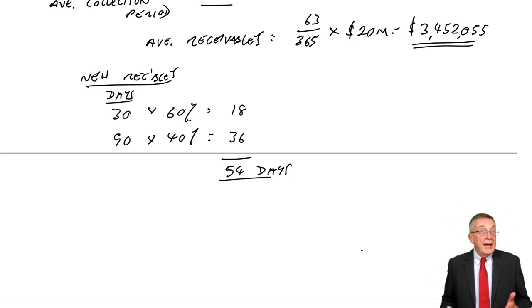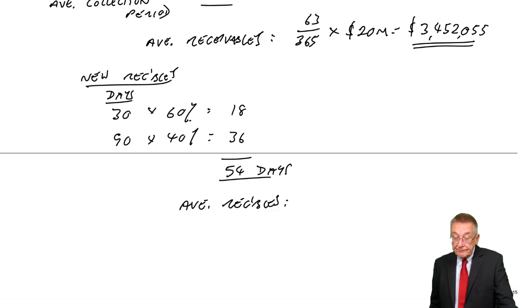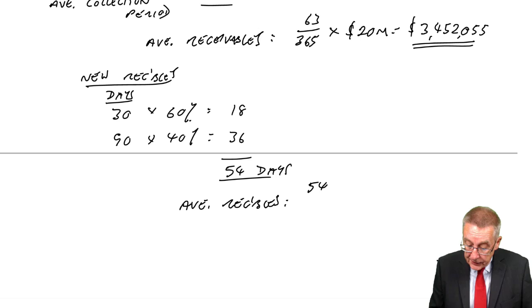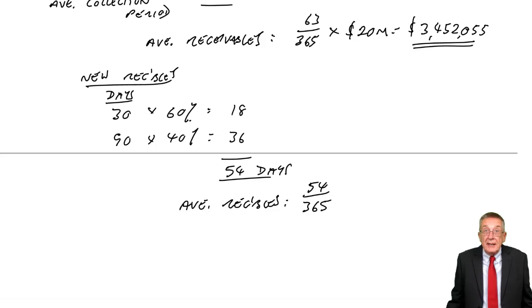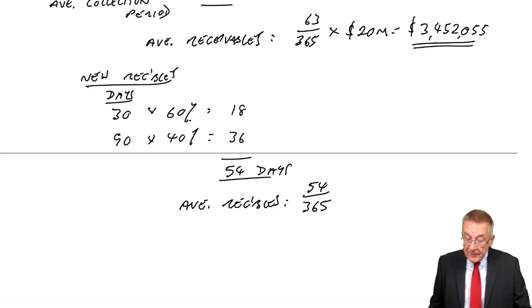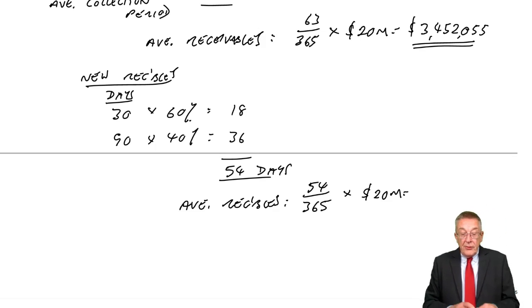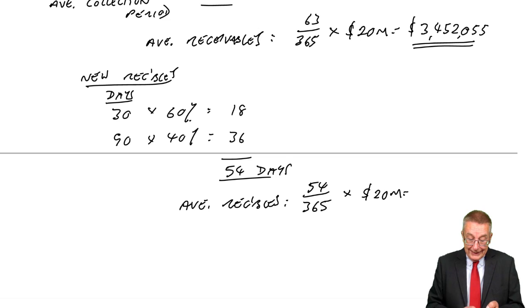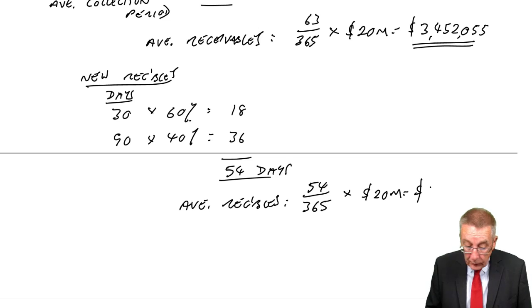And therefore, what will be the average receivables under the new policy? Same logic as before. 54 days, 365 in a year. And incidentally, do check. Quite often the examiner says assume 360 days in a year. So don't make a silly mistake. About 54 over 365 of 20 million. The new receivables, on average, they fall to 2,958,904.